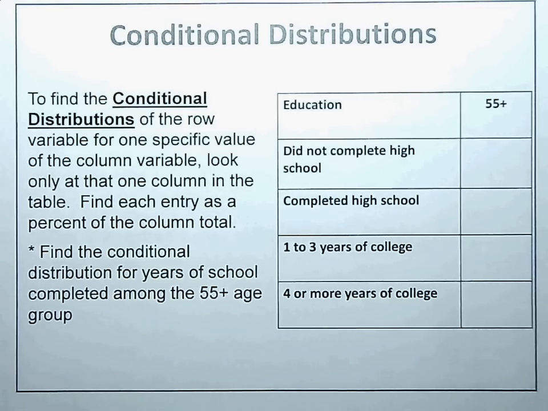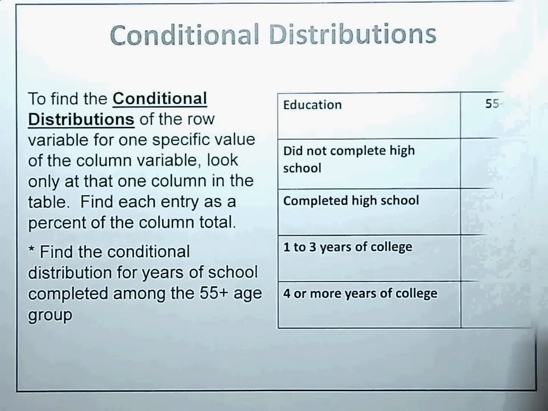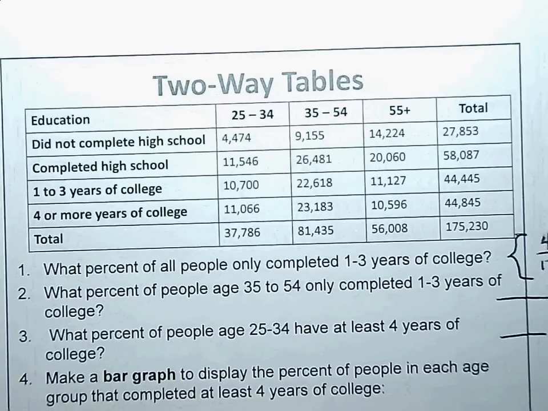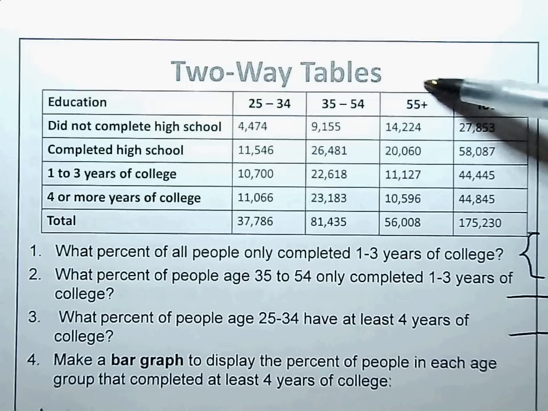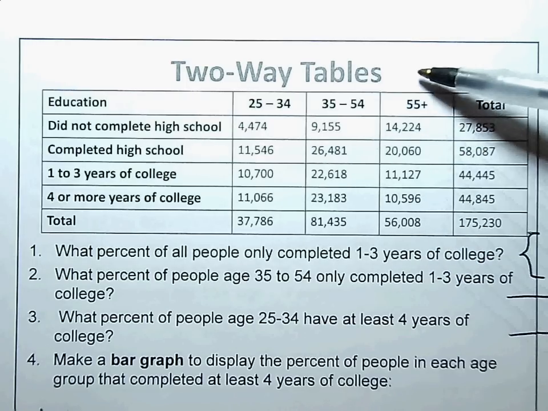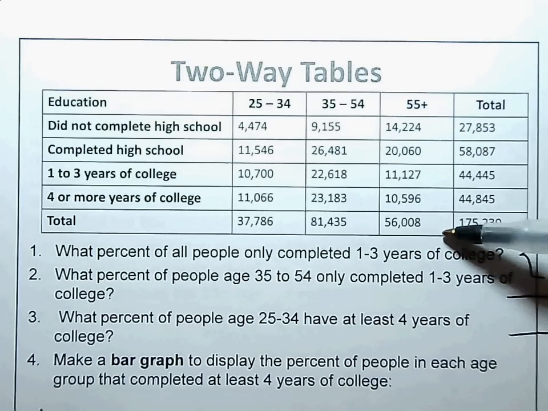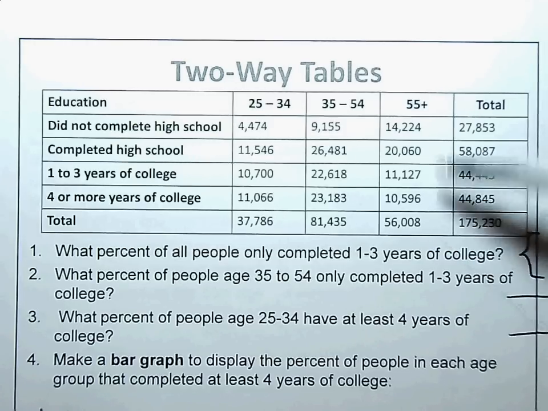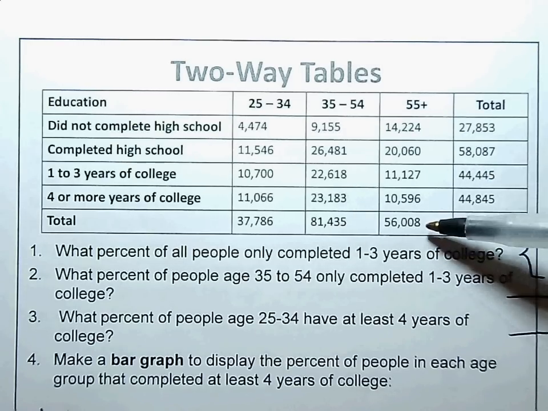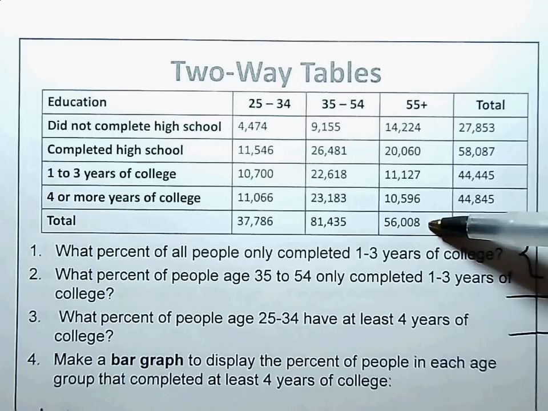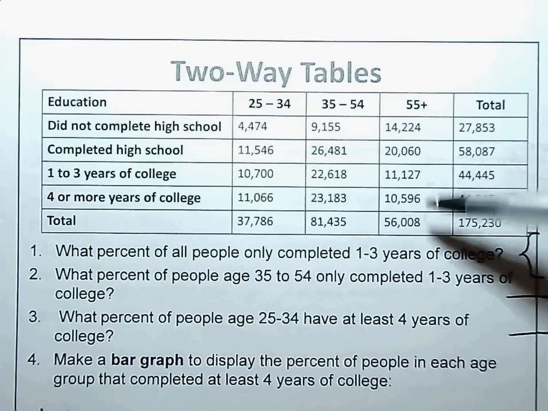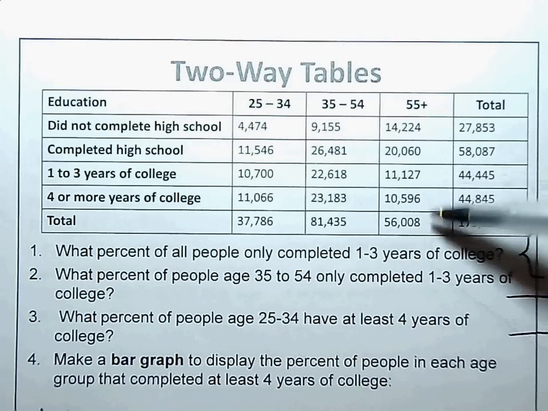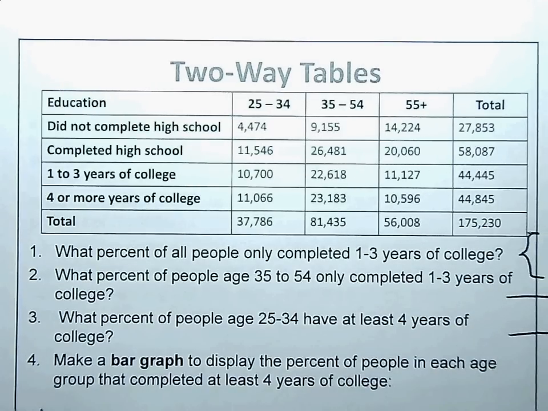Let's take a look really quickly, and we're going to look at education for the 55 plus crowd. So I'm only going to look at the 55 plus crowd. That would be this right here. And I'm going to try and find the education. So of the 55 plus crowd, the percent that did not complete high school will be the 14,224 divided by 56,008. The percent that did complete high school and only completed high school is going to be this number, 20,060 divided by the 56,008, etc., on down the way. So let's go ahead and write that in for the columns here.